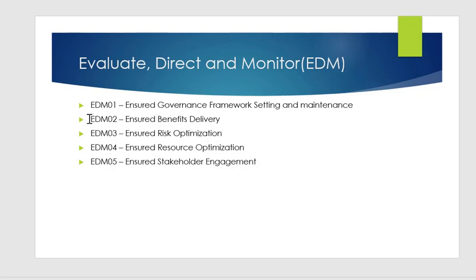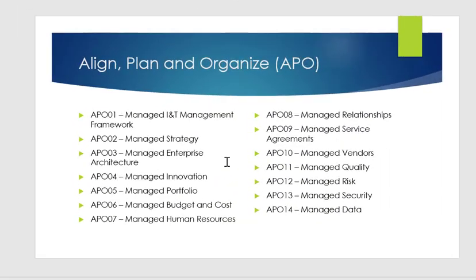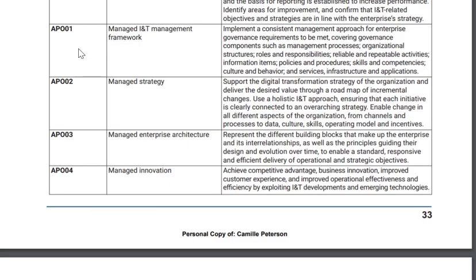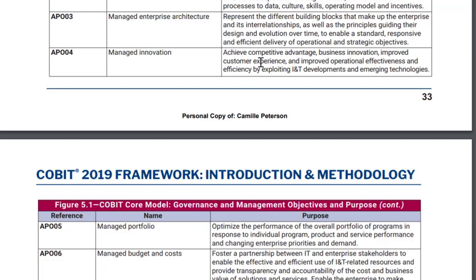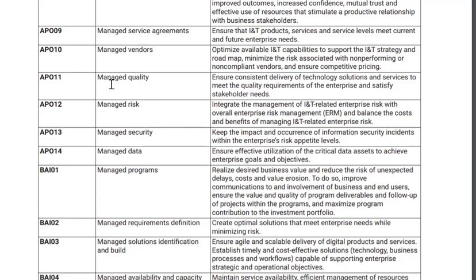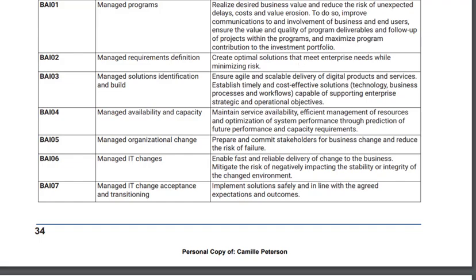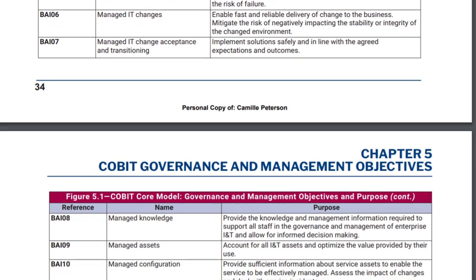Evaluate, direct, and monitor under the governance domain has 5 objectives under it, which again in that PDF document you'll be able to find the definitions for. The align, plan, and organize has 14 objectives, and again within the PDF document you'll be able to find the definition and purpose of all 14 of those align, plan, and organize objectives. You'll see that this is where a lot of the managed quality, the risk, the security, data, etc. falls under. For build, acquire, and implement, there are 11 objectives, and again you'll be able to find the definitions for those 11 managed objectives in the PDF document.